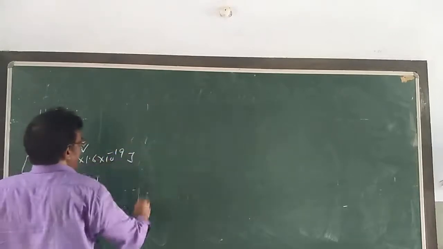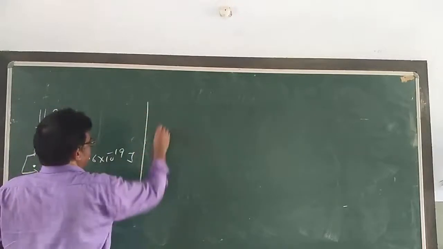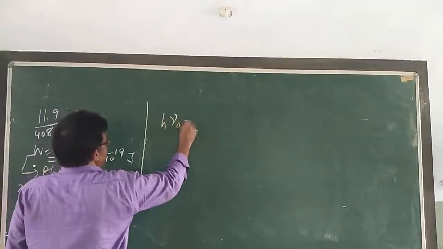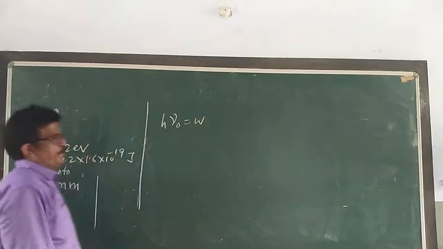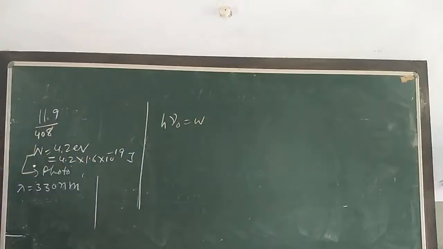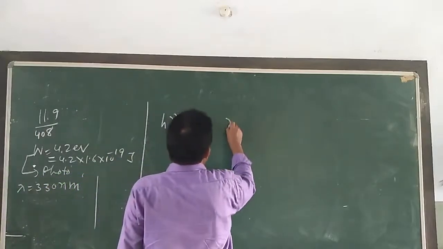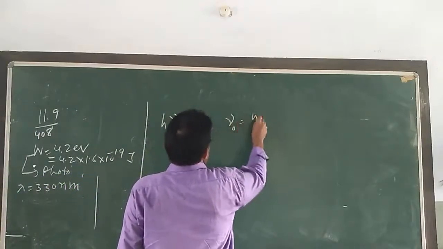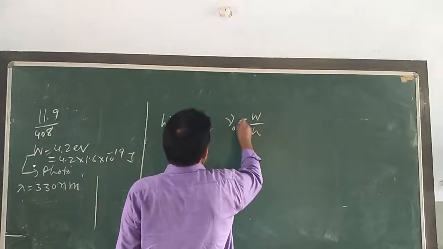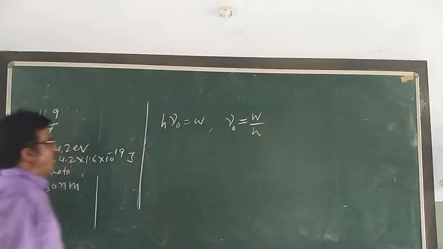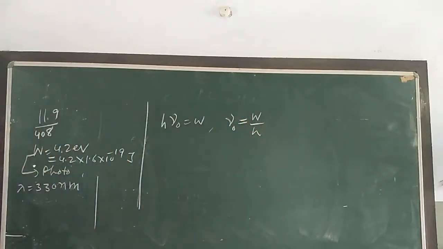I know the formula for work function, that is h nu naught is equal to W, and we also write phi naught. So here, nu naught is equal to W by h. Put these values. What is W?